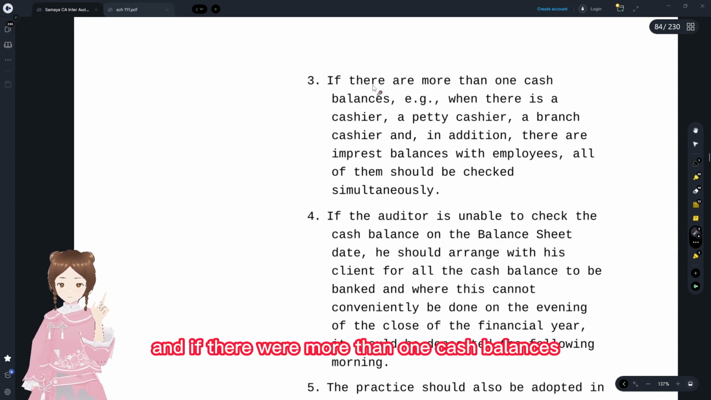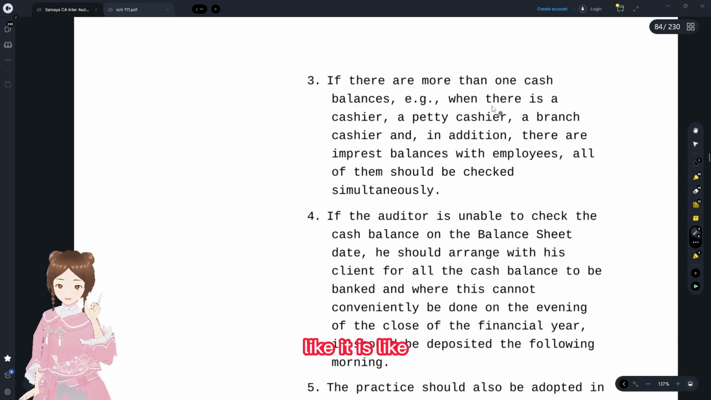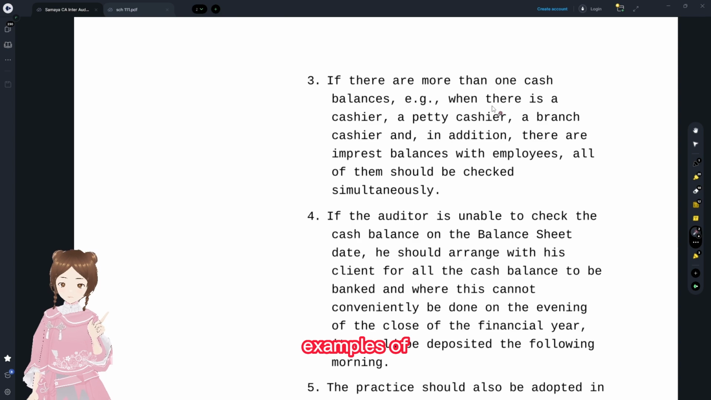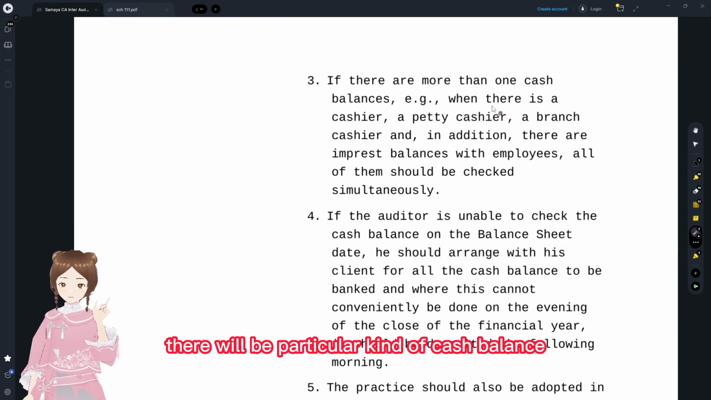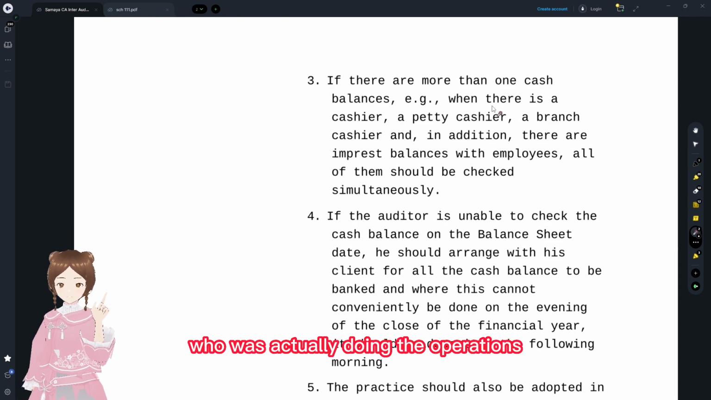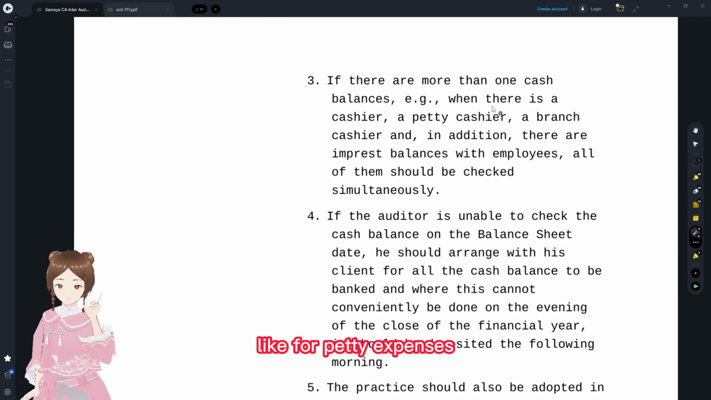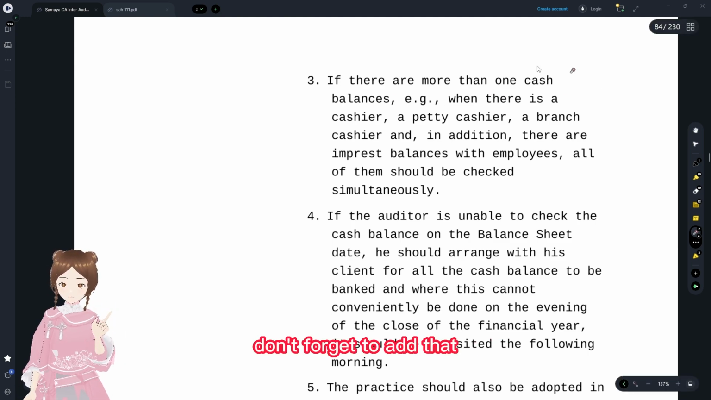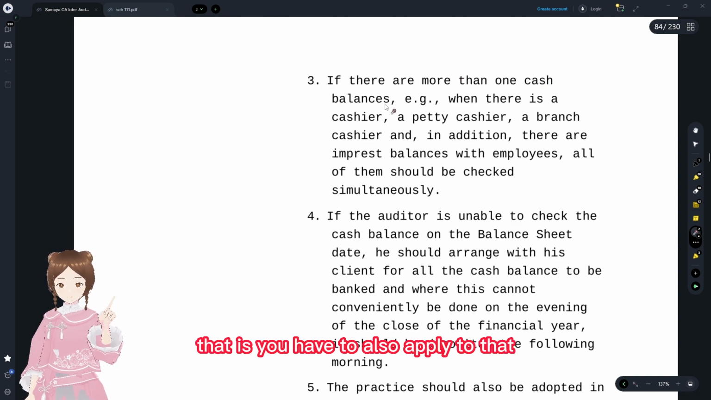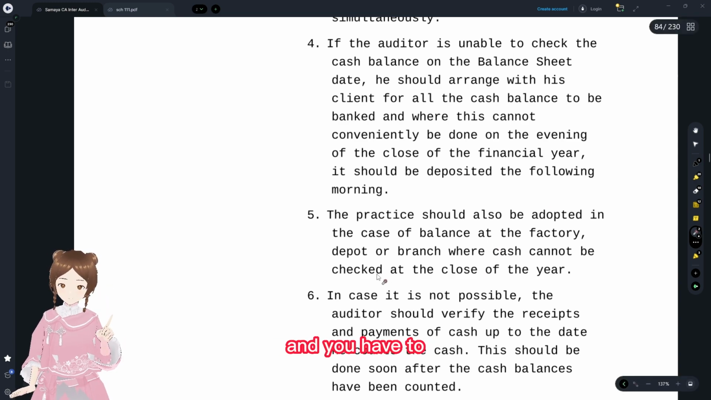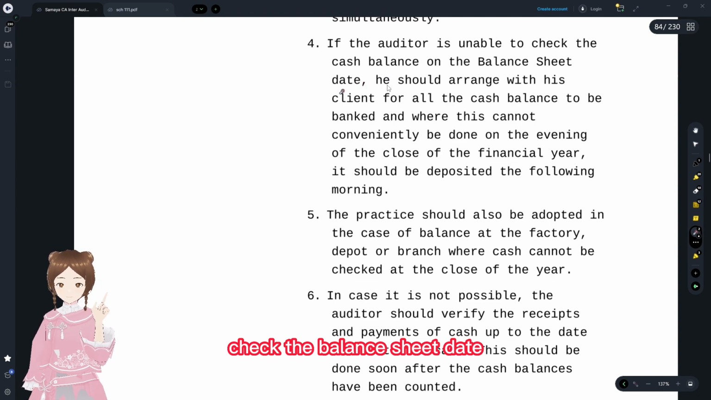And if there is more than one cash balance, like when the cash balances are segregated even in your accounts, if you do sums with regards to petty cash ledgers, there will be a particular cash balance given to an employee who is doing the operations, for petty expenses like drinks for the customers. Don't forget to add that; you also have to apply the check to that cash balance, and you have to check the balance sheet date.